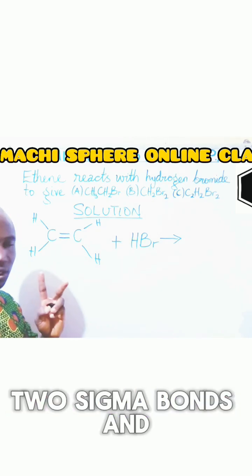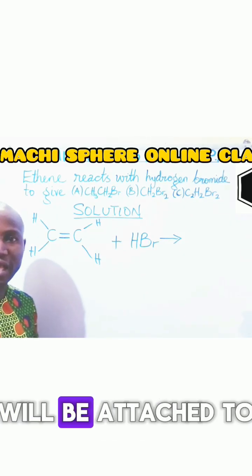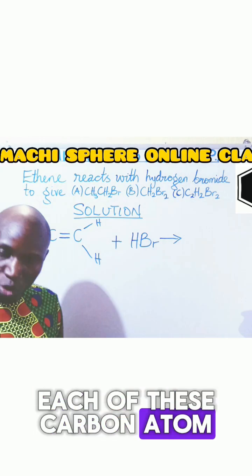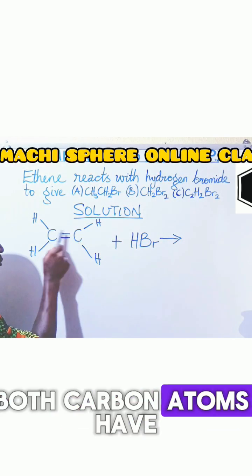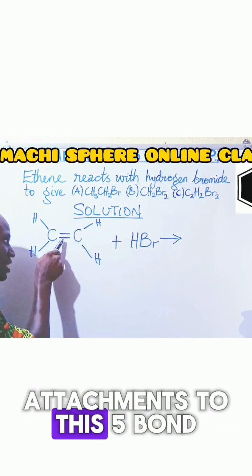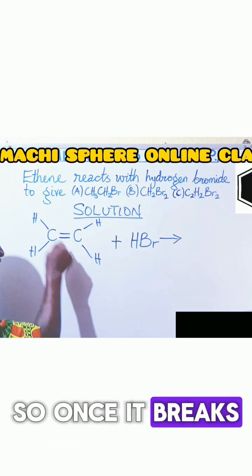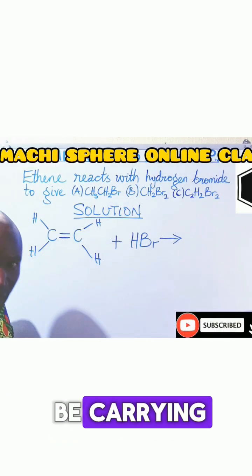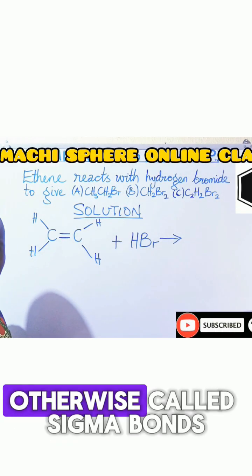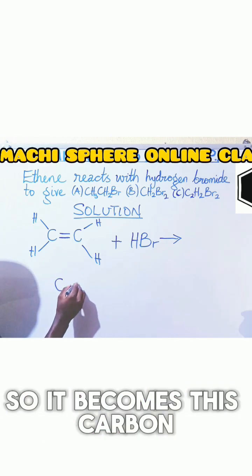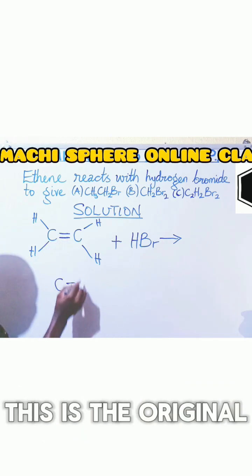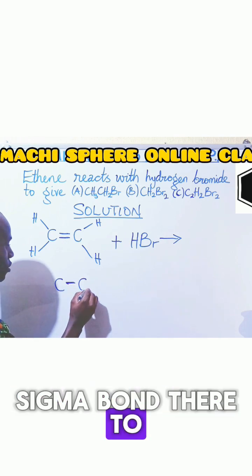Two sigma bonds, and each of these sigma bonds will be attached to each of these carbon atoms. Of course, you discover that both carbon atoms have attachments to this pi bond. So once it breaks, each of them will be carrying the new sigma bonds. So it becomes this carbon. This is the original sigma bond to the next carbon.